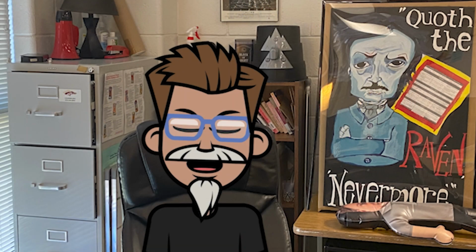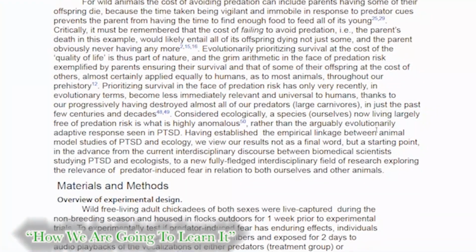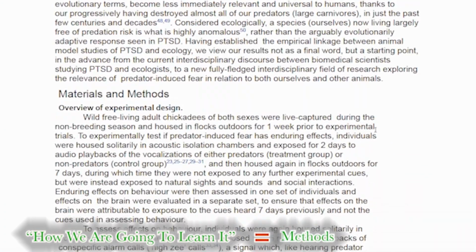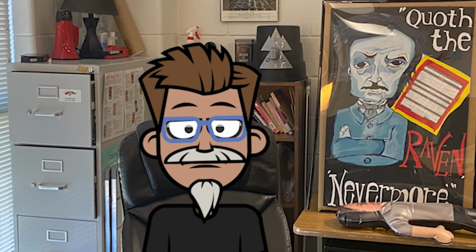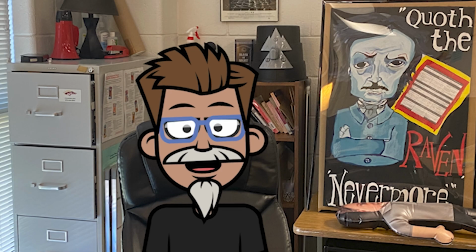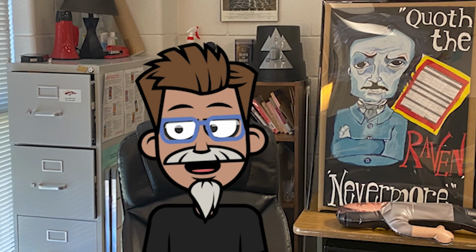Another question we have is, how are we going to learn it? This is usually answered in the methods section. This is where they're essentially showing their work. They're going into a lot of detail about how they chose to answer the question. And it can be very, very granular and very fine point and very sort of hair-splitting detail because it's got to be, because this is where they're trying to prove that they got the right answer.